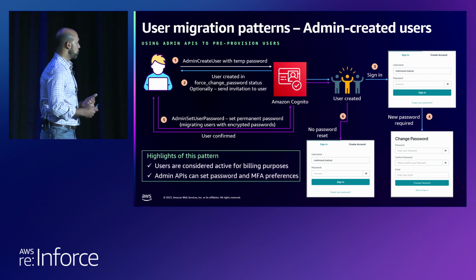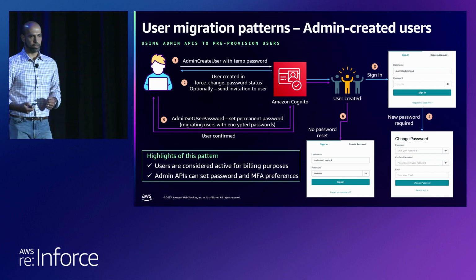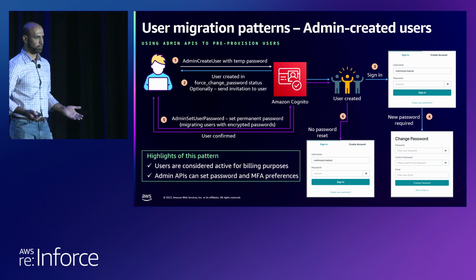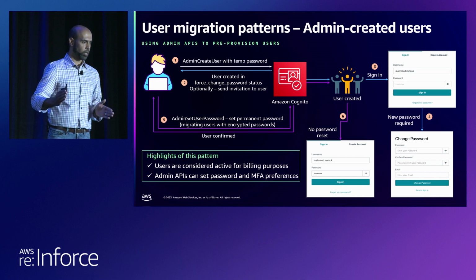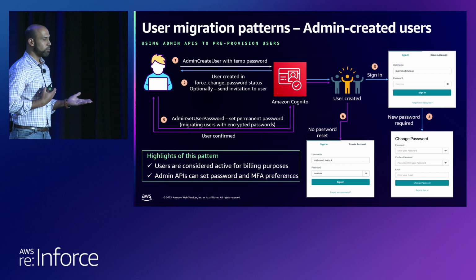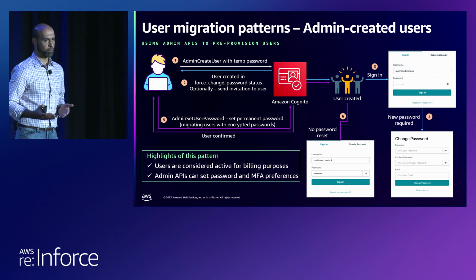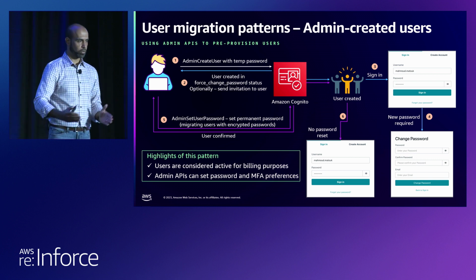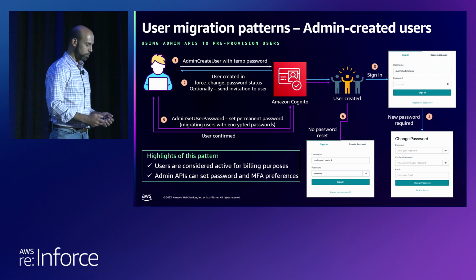These admin APIs also allow you to set multi-factor authentication. So if you have a scenario where I have users also with multi-factor authentication enabled, I want them to be migrated and ready to go with no changes, you can use this approach. However, this is not very cost optimized because these users are created using the APIs. They will be considered active for billing purposes. So if you are migrating 1 million users using this approach, you will be charged for 1 million monthly active users.